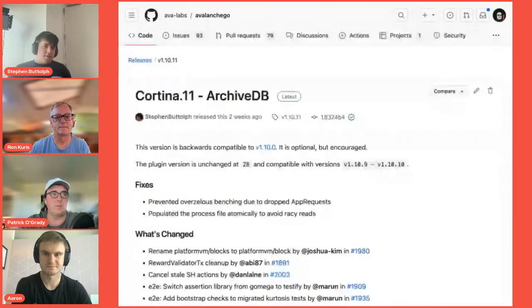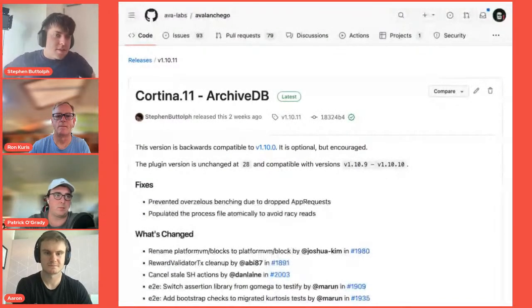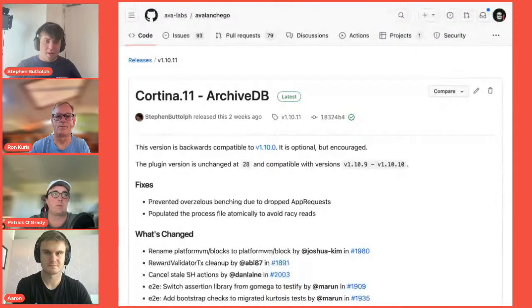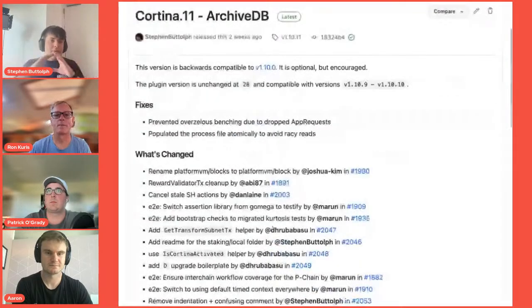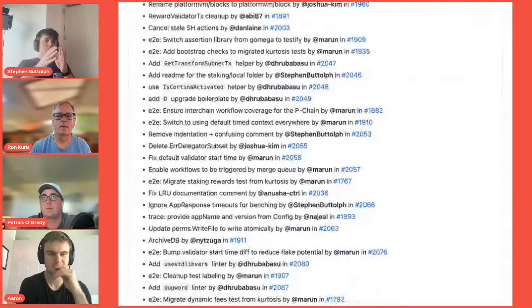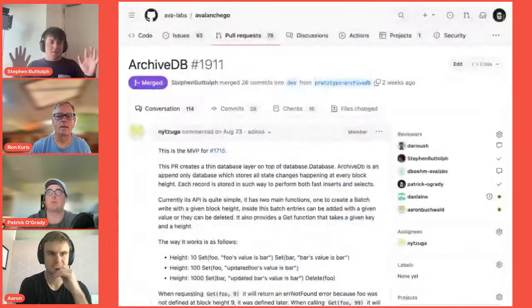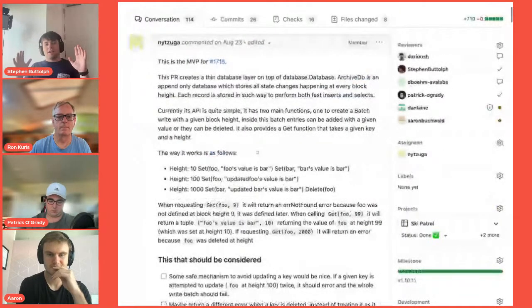Yeah, so for Cortina 11, the namesake of the release is really the major thing that I think we want to talk about, which is the archive DB. So traditionally, for APIs or blockchains, as time goes on, the database grows significantly, a very large amount. So if you're running an archival node, you'll notice your database is many multi-terabytes.